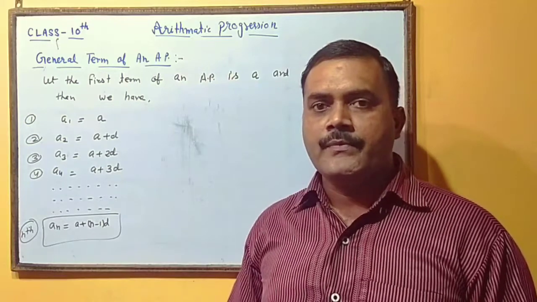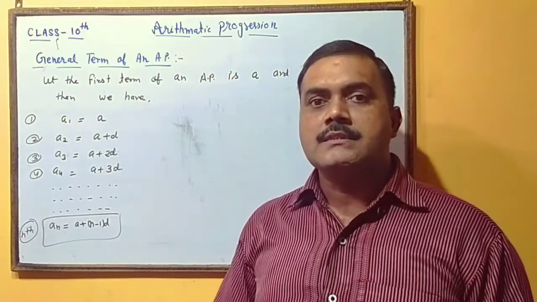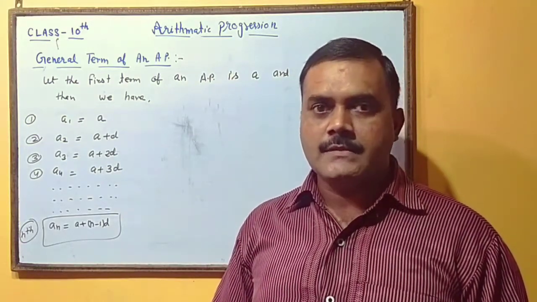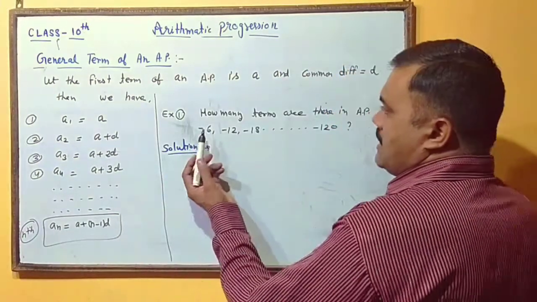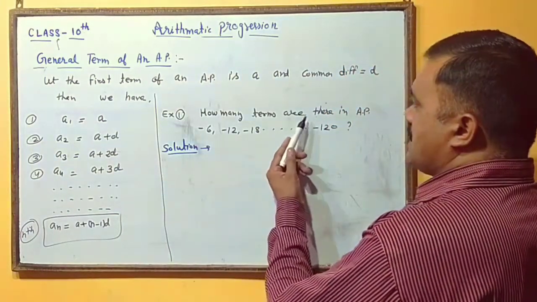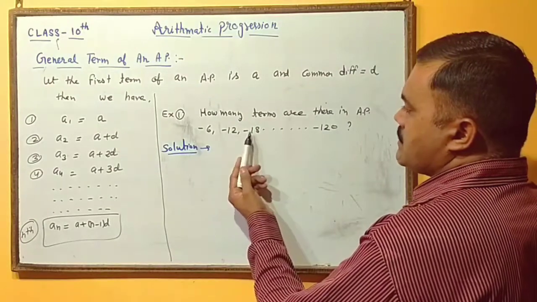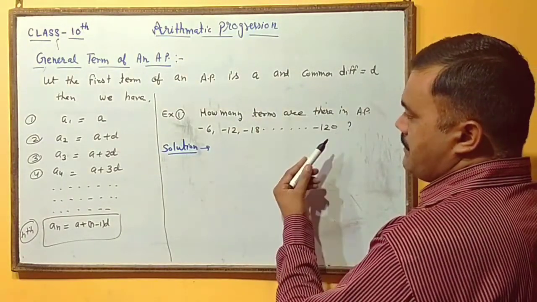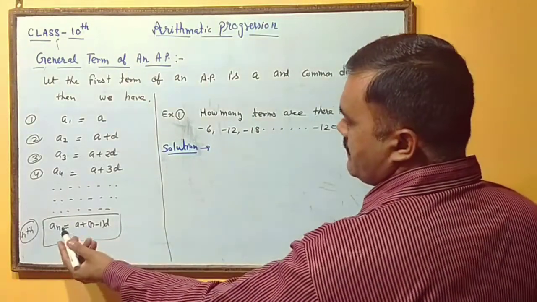This is the formula for finding the nth term, or general term, or any term in the AP. So now we have an example. How many terms are there in the AP minus 6, minus 12, minus 18 and so on, up to minus 120? See the solution. We will use this formula only.